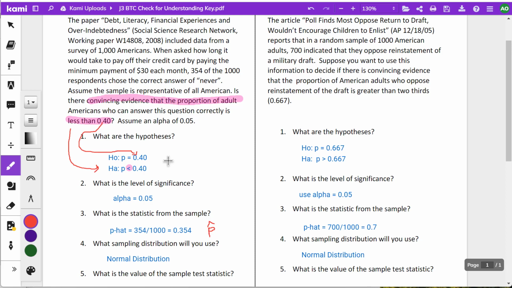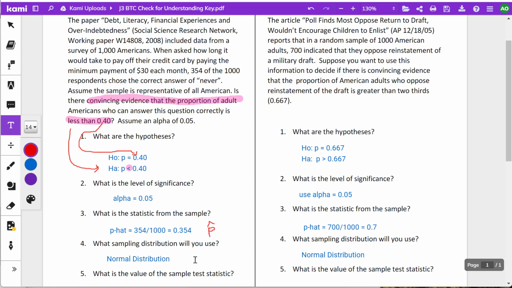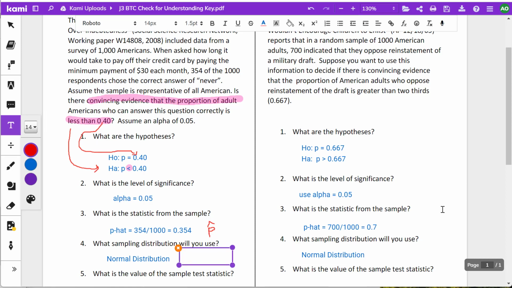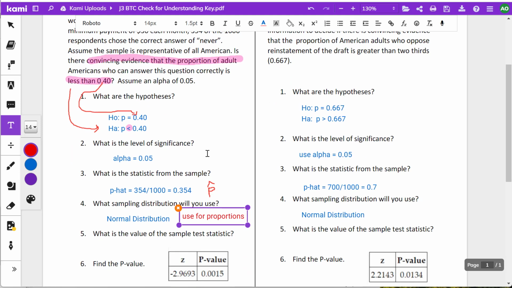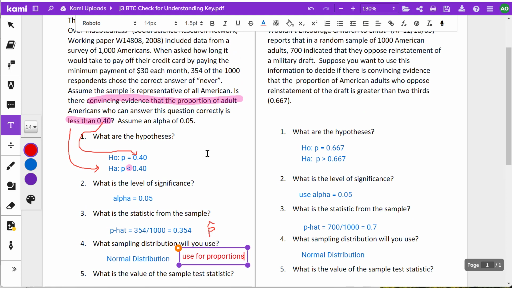All right, what sampling distribution will you use? The normal. So use that for proportions. And what is the value of the sample test statistic? I'm going to get to that. Let me go ahead and set up the other side while we're up here.